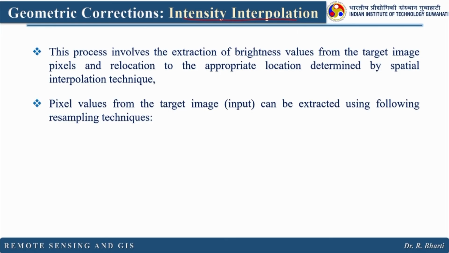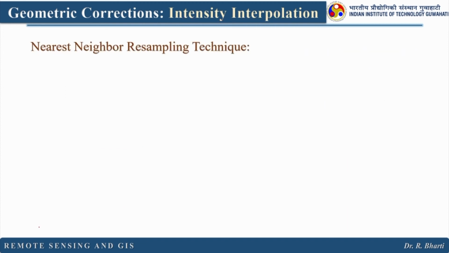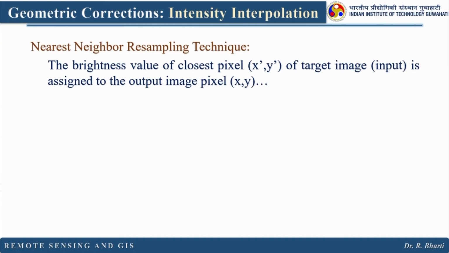So, how you are going to do? There are some logics we used to use here. Pixel values from the target image can be extracted using following resampling techniques. So, first one is nearest neighbor, then bilinear interpolation, third one is cubic convolution. So, in nearest neighbor resampling technique, the brightness value of the closest pixel of the target image, which is basically your input image, is assigned to the output image pixel. So, output image pixel is basically the orientation of your pixel identified by your spatial interpolation technique.